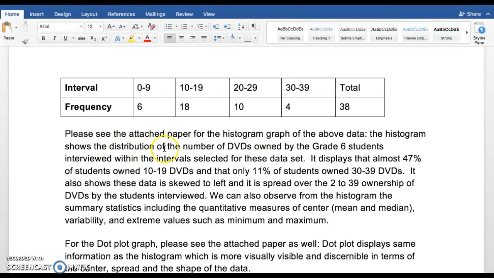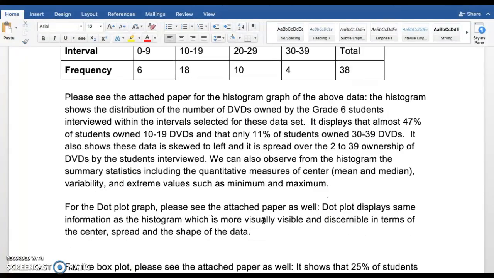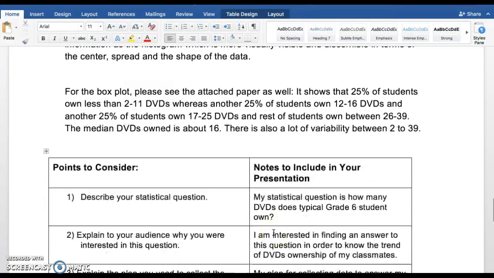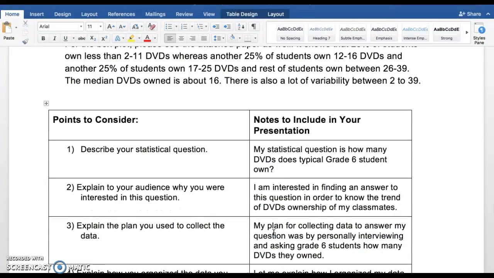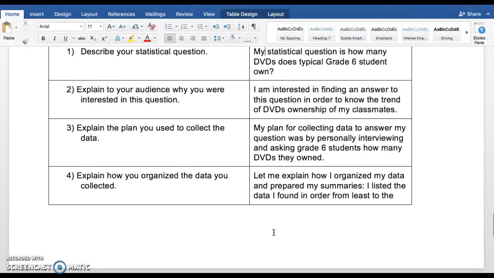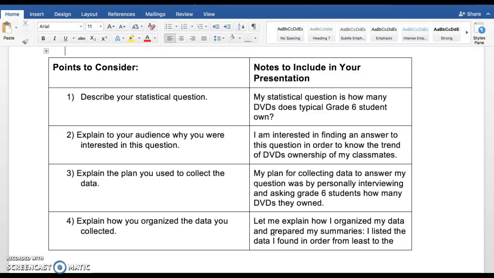The histogram shows the distribution of the number of DVDs owned by the grade 6 students within the intervals selected for this data set. You're going to read all this, and you will see the dot plot graph as well. For the box plot, please see the attached paper as well. I'm going to describe the questions, points to consider, and notes to include in your presentation, as I will share with you this table. You have to fill out all this information using the results you found from the project.